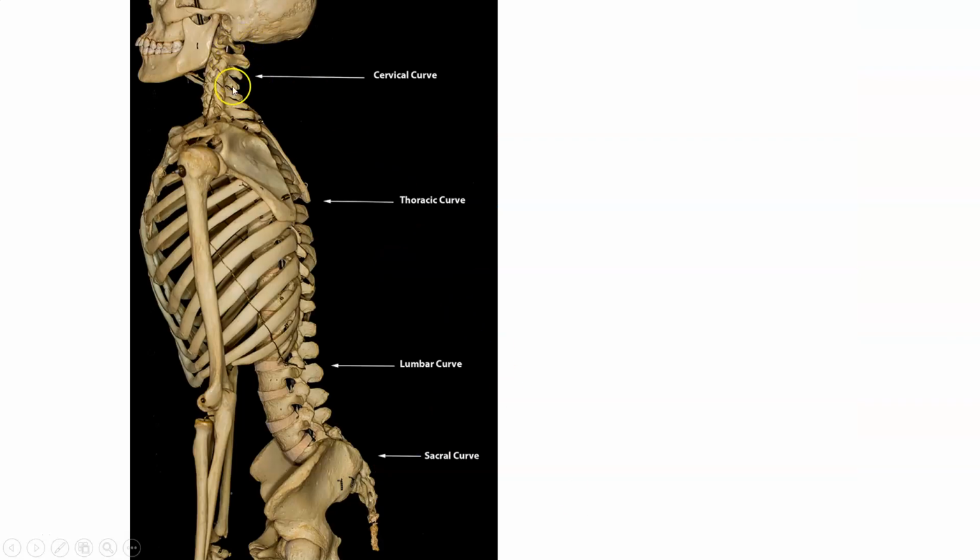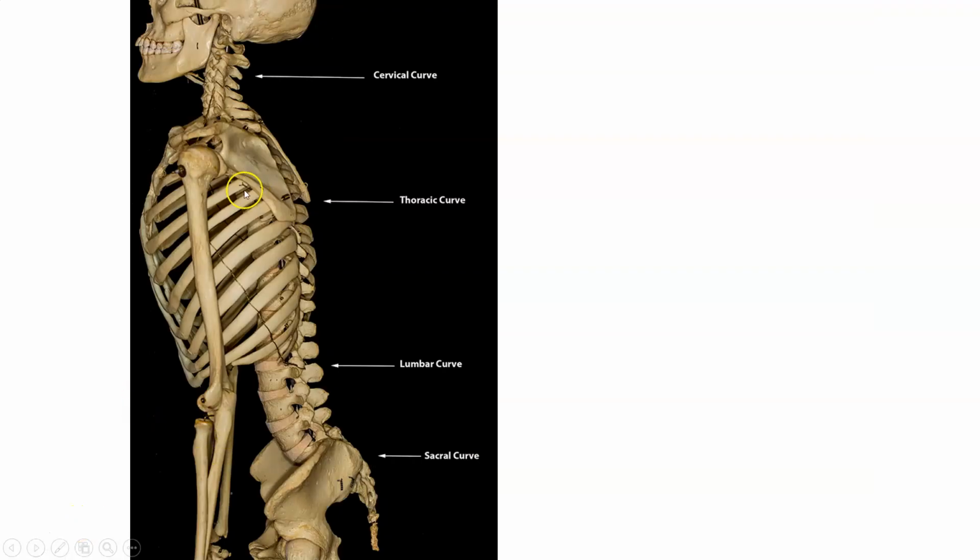We have a cervical curve, which is made up of 7 cervical vertebra. There are 12 thoracic vertebra. The ribs are attached to the thoracic vertebra. 5 lumbar vertebra. And then there's the sacrum, which you see back here, and then the coccyx. I always remember this: 7, 12, 5. 7 a.m. breakfast, 12 o'clock noon, lunch, and then 5 o'clock p.m. for dinner. 7, 12, 5.